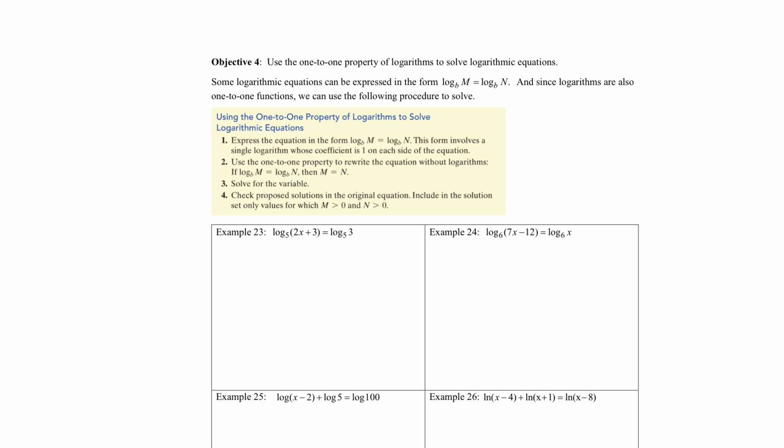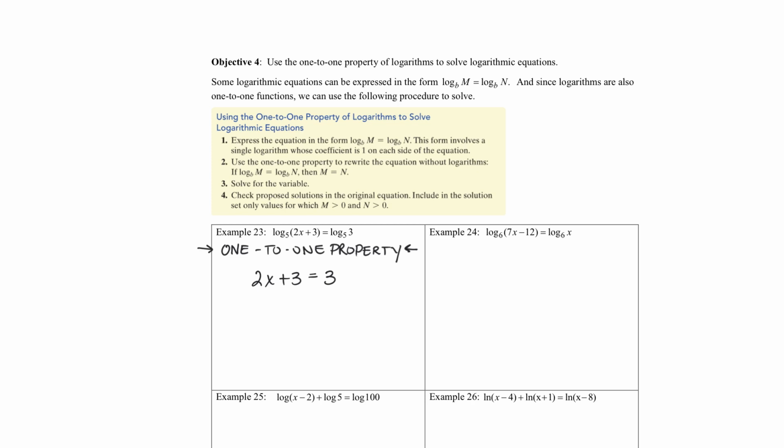All right, so looking at this first example, I see that I have log base 5 equal to log base 5. So I am going to use, and I'm going to write this all in caps, the 1-to-1 property of logarithms to rewrite this as 2x plus 3 is equal to 3.